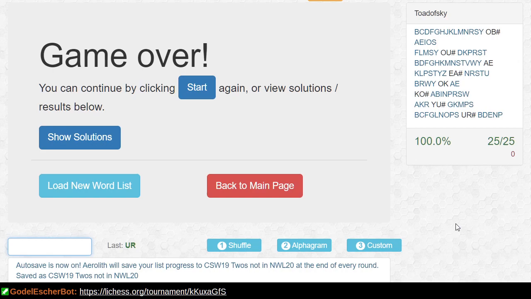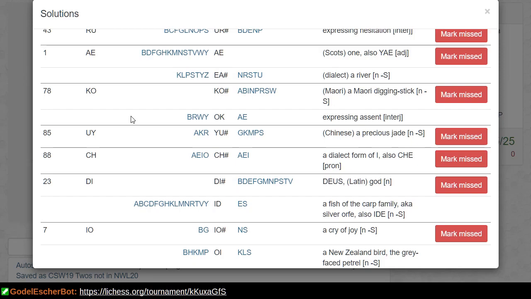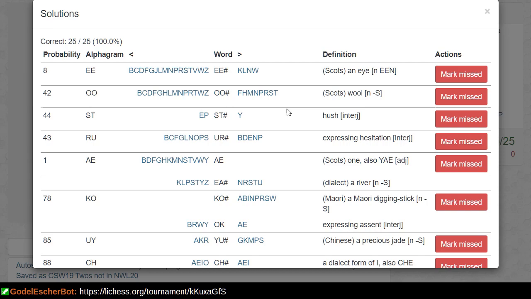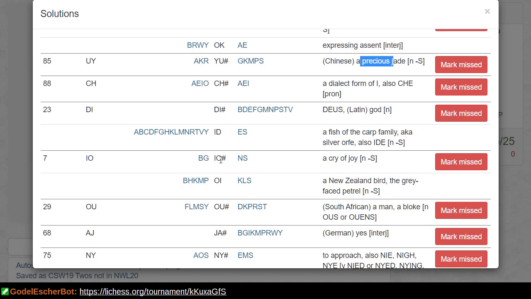And we can show the solutions to see these are the words that we just learned, all 25 of them that aren't in US English, but are in the International English Dictionary. Probably should have started here first. So yeah, there's at least two different ways to use the site. There's more than two. But yeah, apparently YU means a precious jade. IO is a cry of joy.